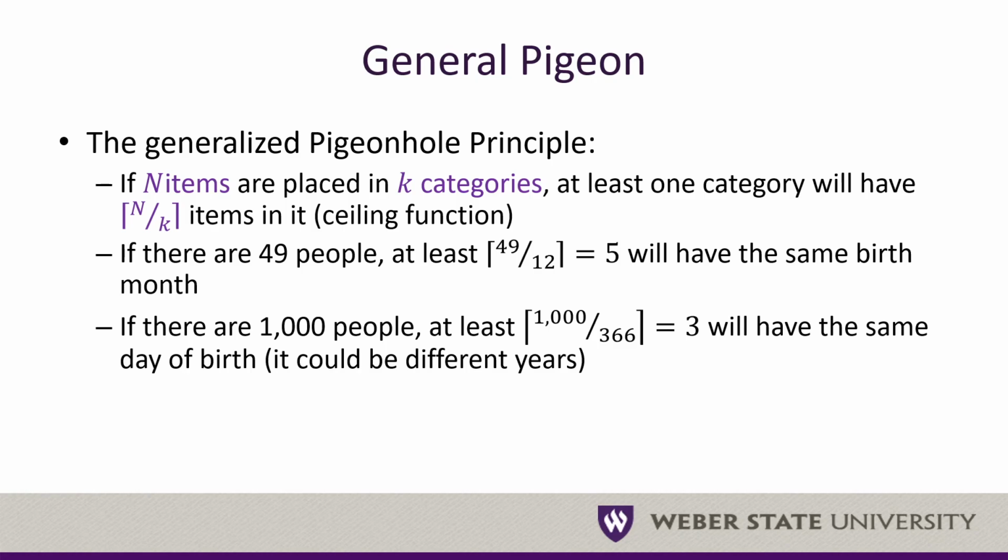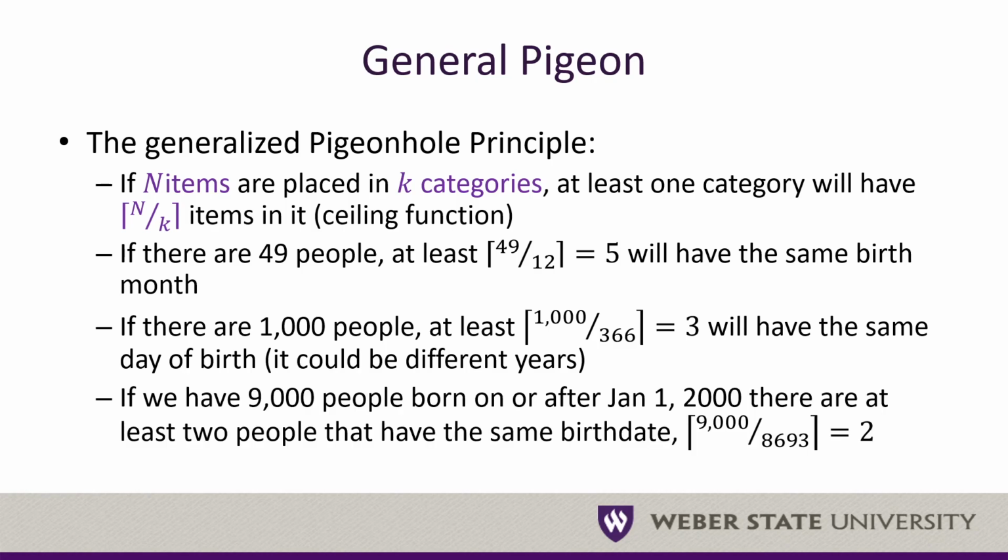Might not be quite that interesting. What if I have 9,000 people born on or after January, so born this century? Actually, there are arguments about whether the century began January 1st, 2000 or January 1st, 2001. A lot of people will say 2000. So born in the 2000s. If I have 9,000 people, at least 2 people are going to have the same birthday, because how many days are there?